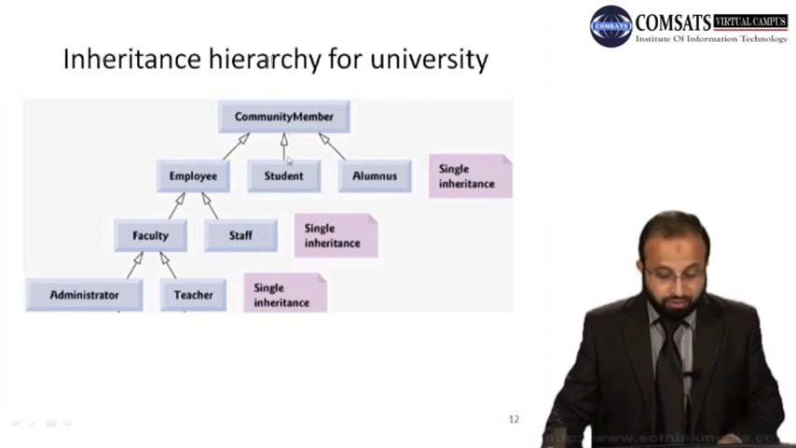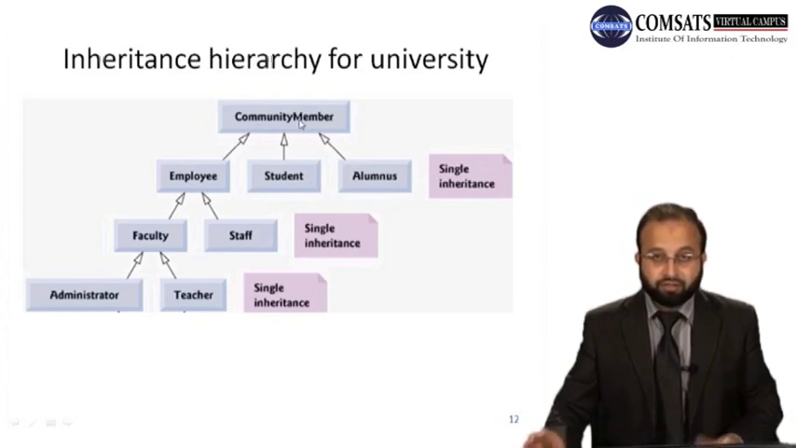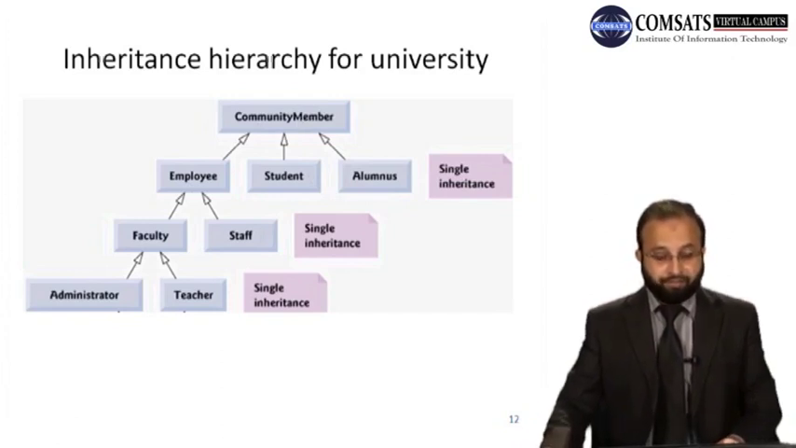So इसमें boxes में आपको जितनी भी आपको show हो रही हैं these are classes, ठीक है, और ये messages हैं. So this is called single inheritance because student class is derived from a single class that is community member class. So ये हमारे पास single inheritance है.